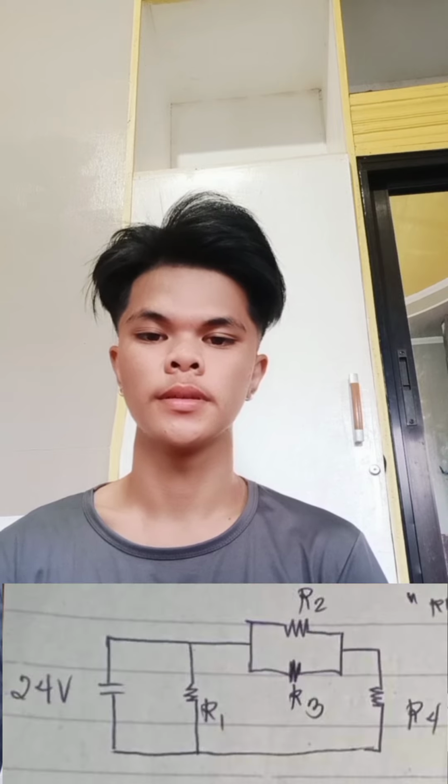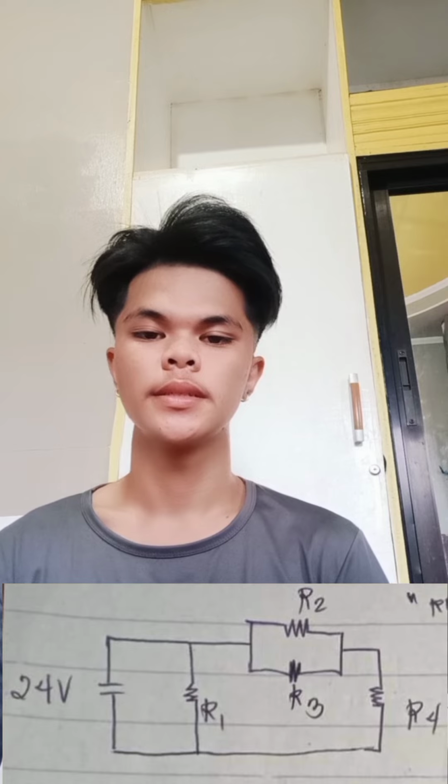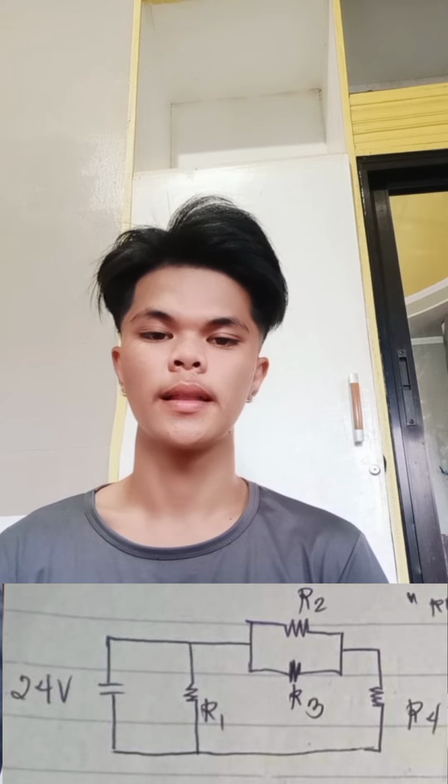Resistor R sub 1 is equal to 12 ohms. R sub 2 is equal to 72 ohms. R sub 3 is equal to 24 ohms. R sub 4 is equal to 6 ohms. So this is the resistor in series and parallel combination.